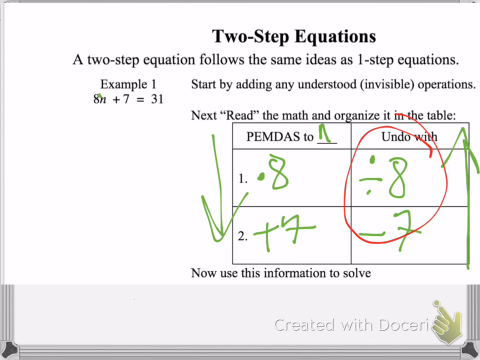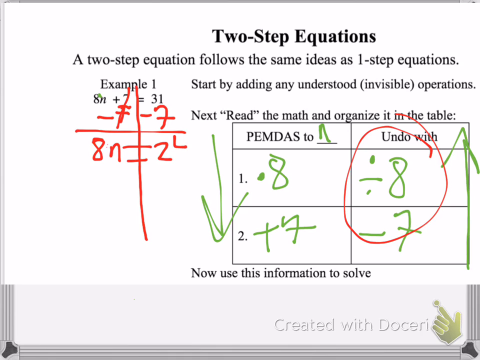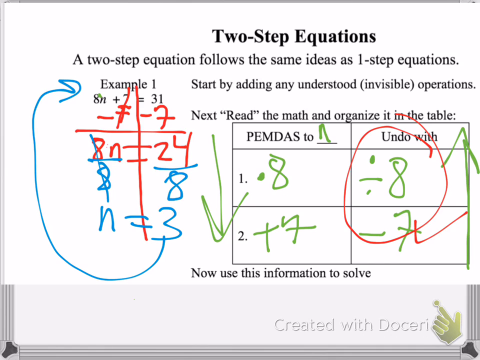So we're going to start with minus 7 on both sides of our equal sign. So minus 7 over here, and minus 7 over here. So we still have our 8n, 8 times n if you want to be specific, and that cancels. Then we have 31 minus 7, which is 24. So that step was good, we took care of it, and then we're going to do the second step, divide by 8. So if I divide by 8 on this side, I'm going to divide by 8 on this side. So that cancels, and we have n equals 3. You can go back in and check it, but to save time, I'm going to move on.